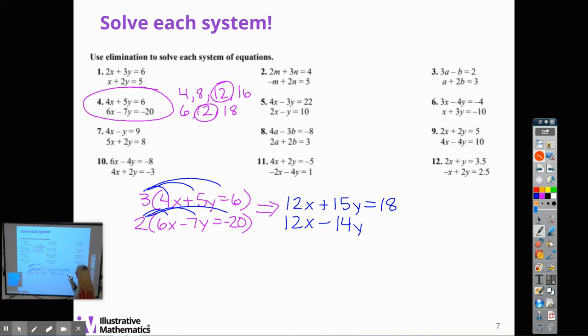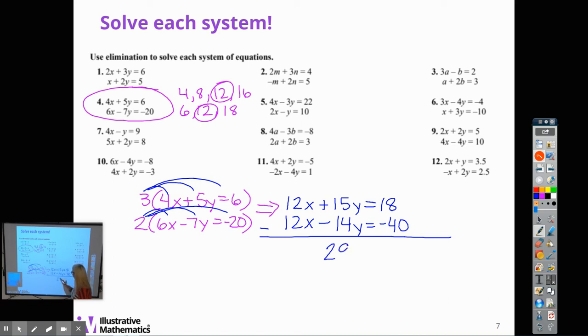And 2 times negative 2 is negative 4. All right, so from here, I can do subtraction. Since 12x and 12x are both positive, I want to subtract them to cancel them out. So 12x minus 12x cancels out. 15 minus negative 14. When you subtract a negative, it's the same as adding. So I'm actually adding 15 and 14.